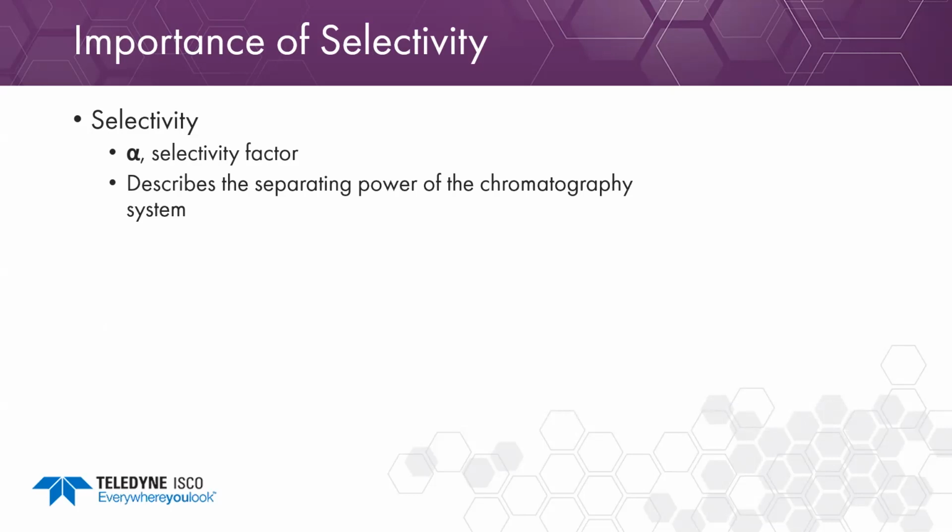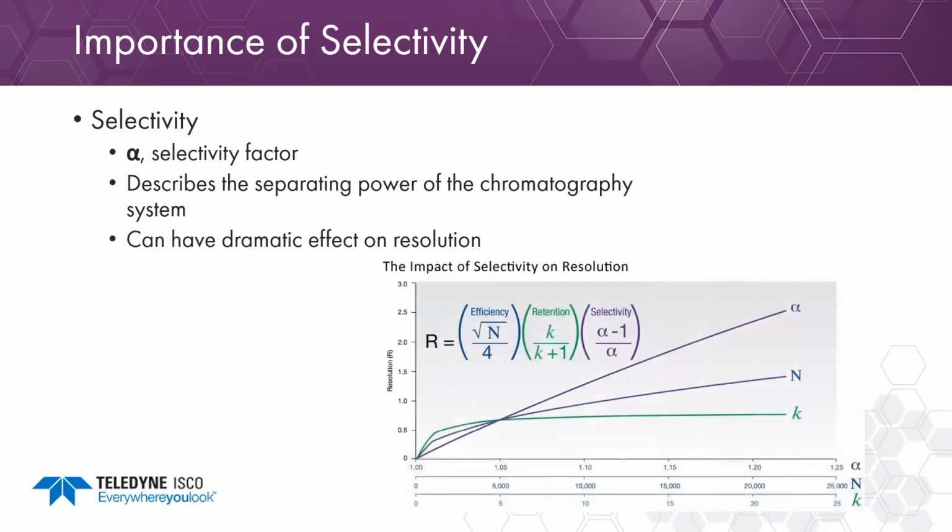We want to be able to maximize the selectivity for one compound over another in order to improve the separating power of the chromatography system. Selectivity is probably going to have the most drastic impact on the resolution equation. As we increase the selectivity from 1 to 1.25, we basically have a linear magnitude. If we improve the selectivity, we're improving the resolution by a very similar factor.